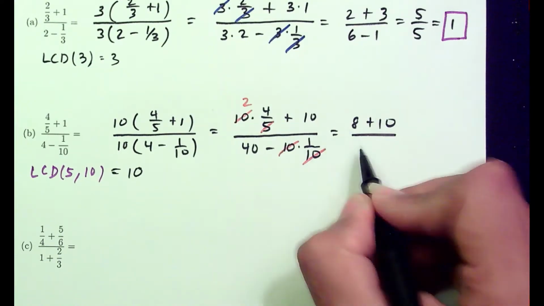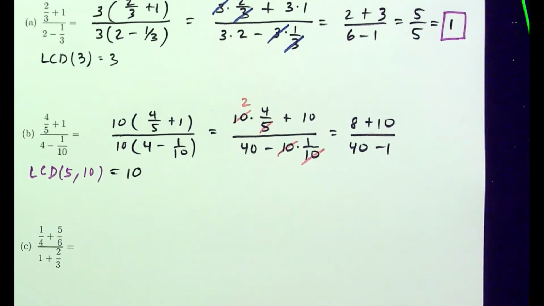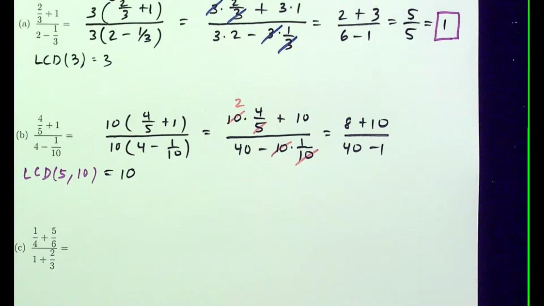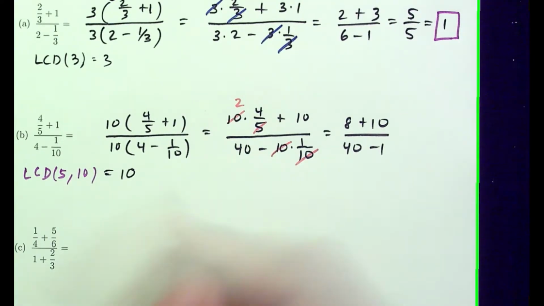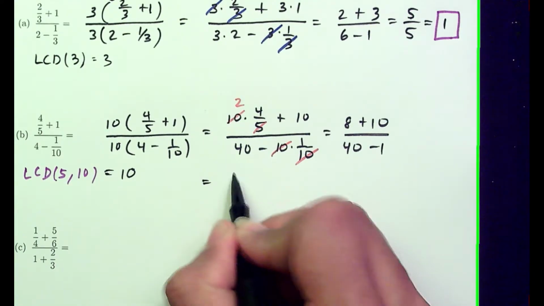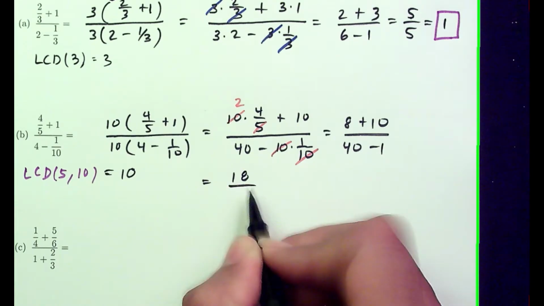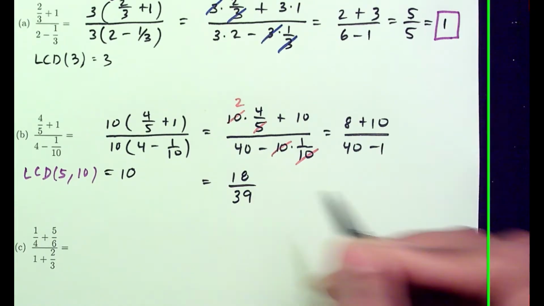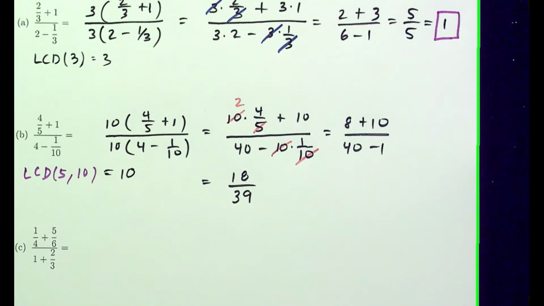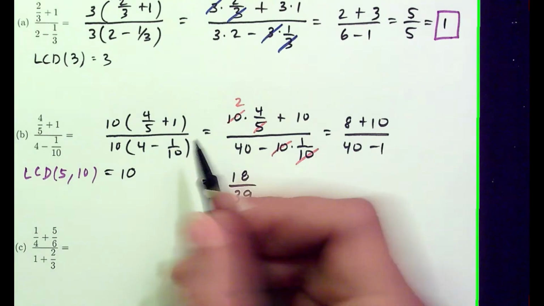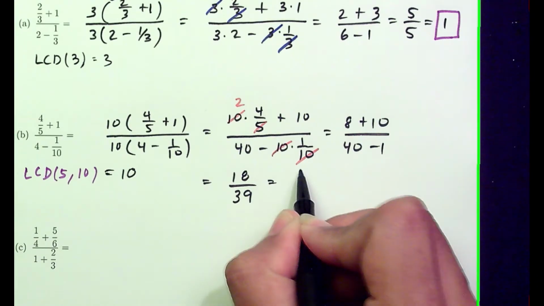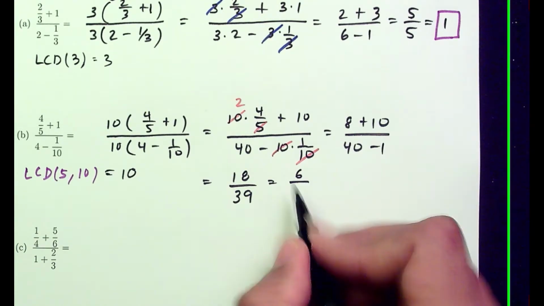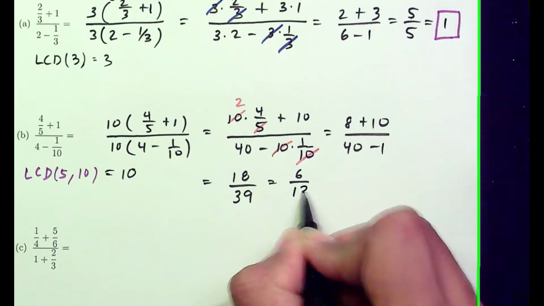And then on bottom, you're left with 40 minus 1. Okay, and what is that? That is 18 over 39. And we should simplify this if we can, and I think we can. You can divide top and bottom by 3. If you divide the top by 3, you get 6. And if you divide the bottom by 3, you get 13.